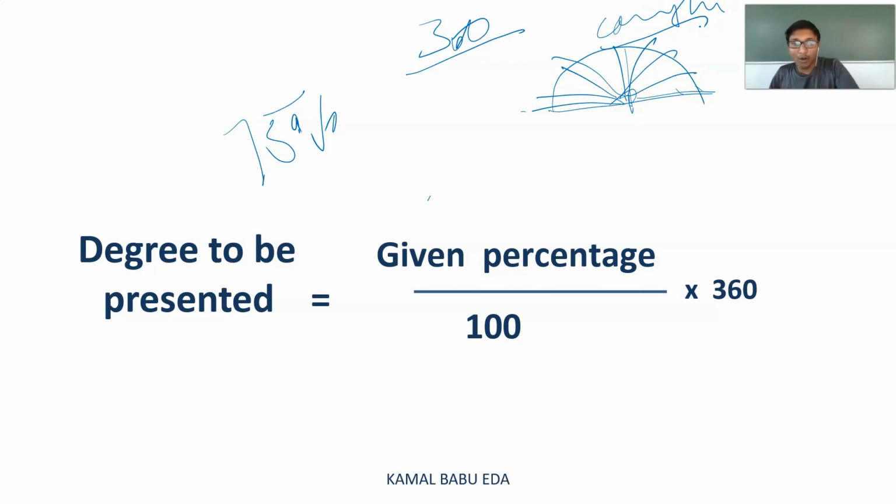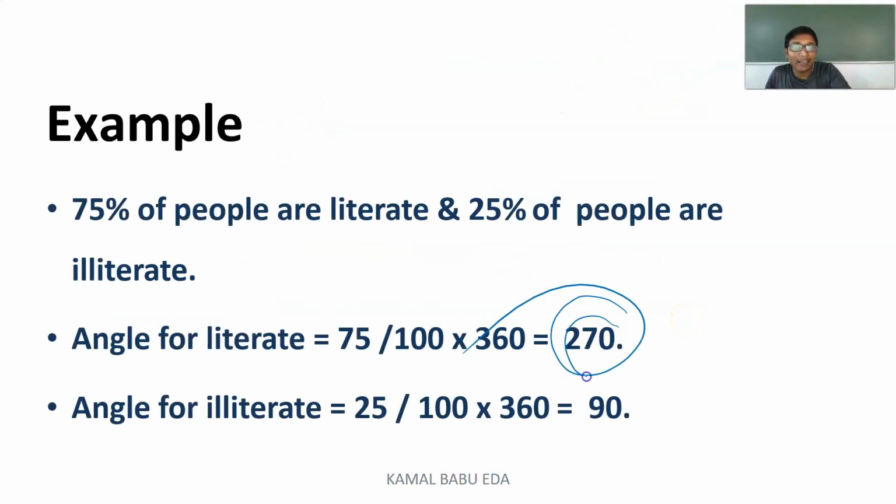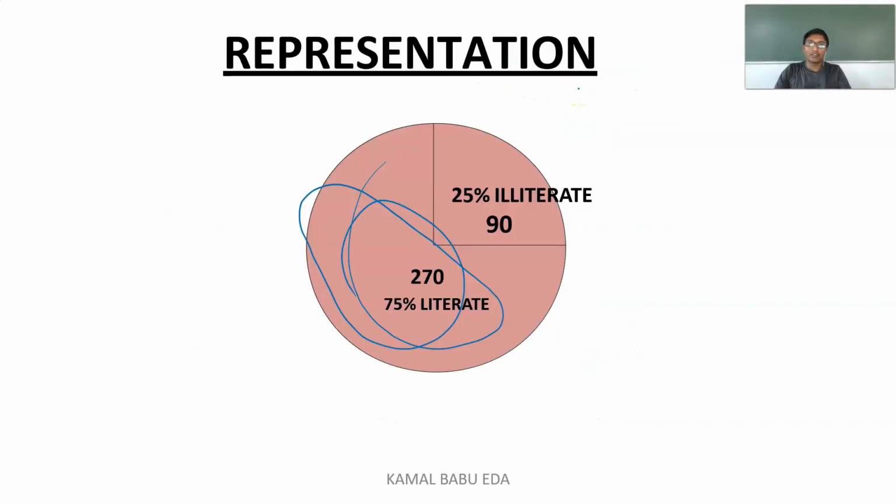To calculate this angle, we take the given percentage, 75% of them are literate. It is divided by 100 and multiplied by 360 and you will get the angle, 270. So we take the round circle compass, take the 270 degree angle, and keep the angle over there. Likewise we keep the others. So this is the representation.